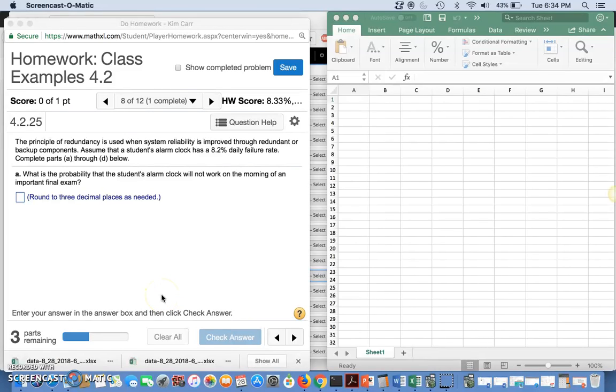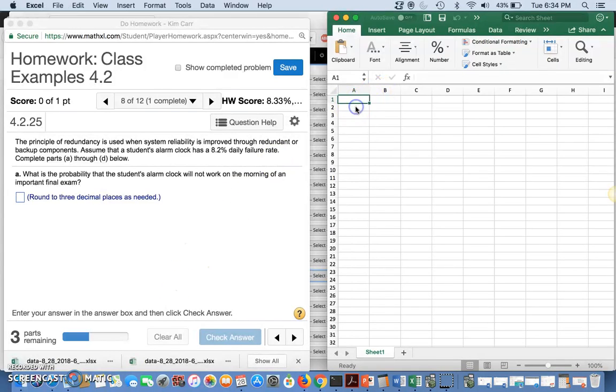All right. The principle of redundancy is used when the system's reliability is improved through redundant or backup components. Assume that a student's alarm clock has an 8.2% daily failure rate. Complete parts A through D.